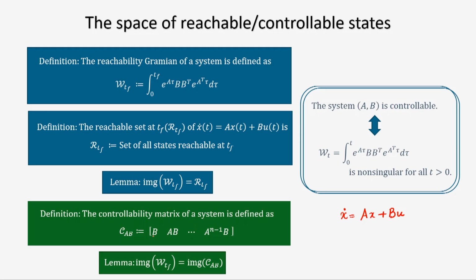Now, what is this matrix? This B is an n cross m matrix. This AB, A is an n cross n matrix, B is an n cross m matrix. So, in total this is an n cross m matrix. This is also an n cross m matrix. So, as a whole, you can see that this is some kind of a fat matrix. Okay, it is not a tall matrix. So, the number of columns is much higher compared to the number of rows.